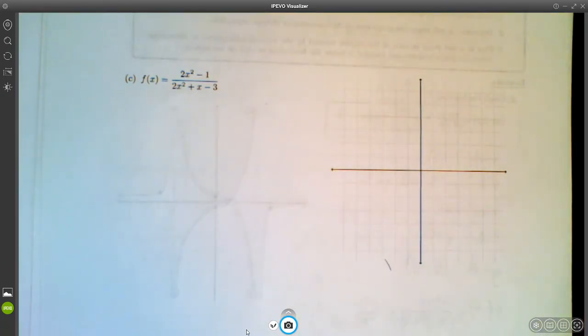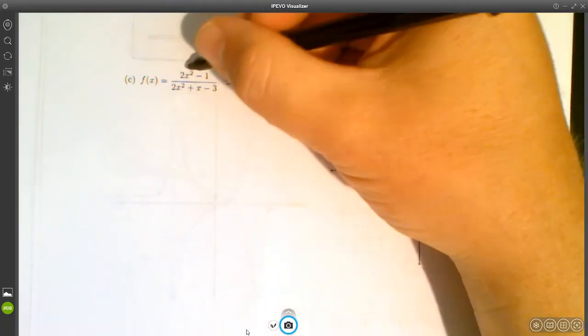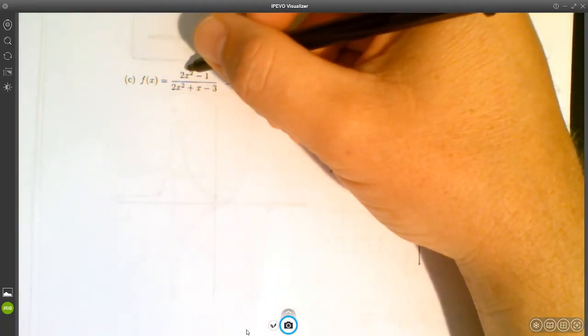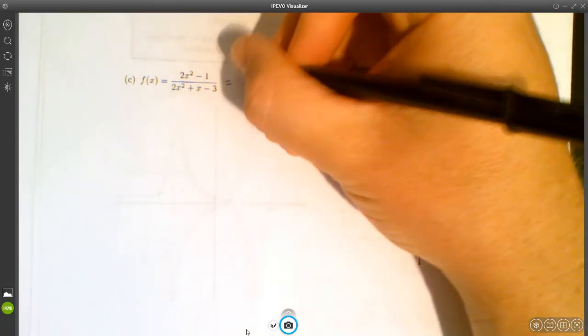2x squared minus 1 over 2x squared plus x minus 3. Can we even factor these things? Yeah, as a difference of squares. We can factor the numerator as a difference of squares. It would have to be root 2x plus 1 times root 2x minus 1.